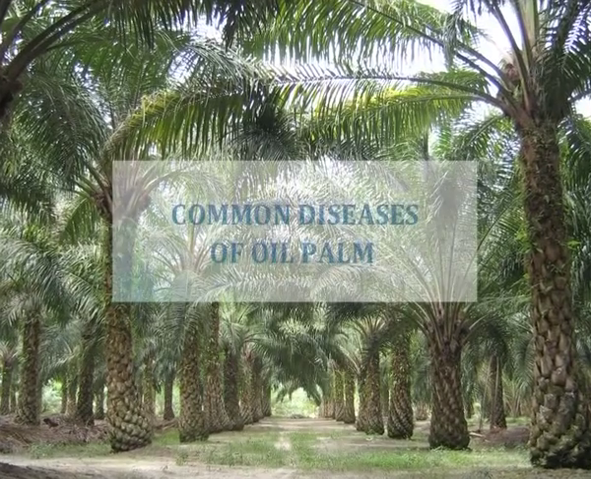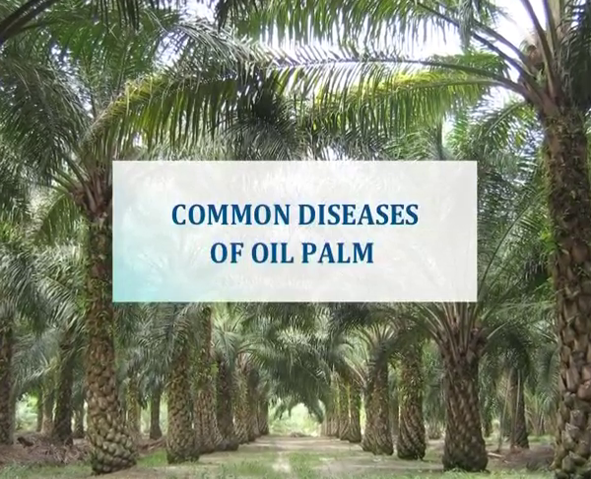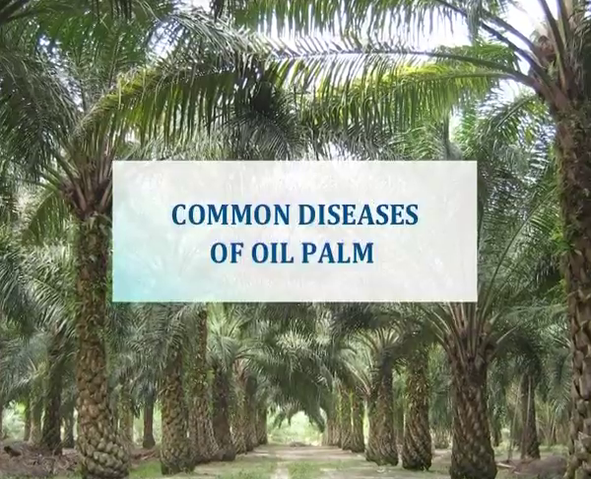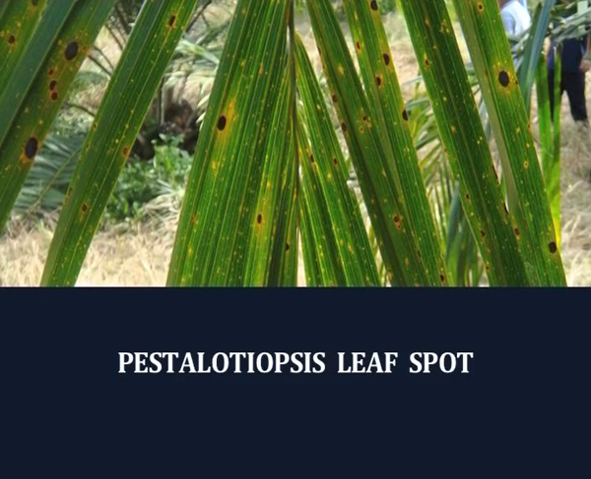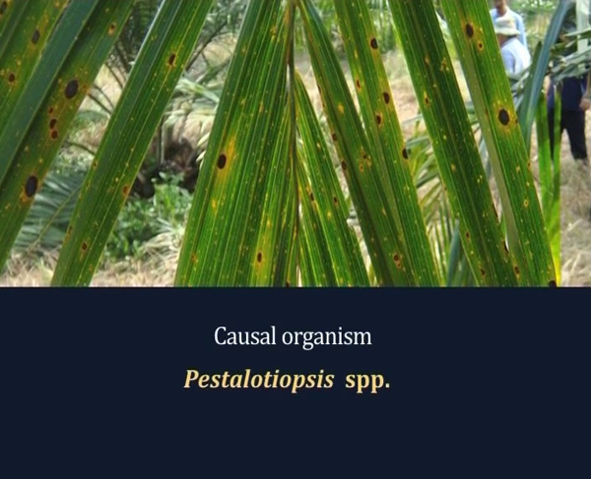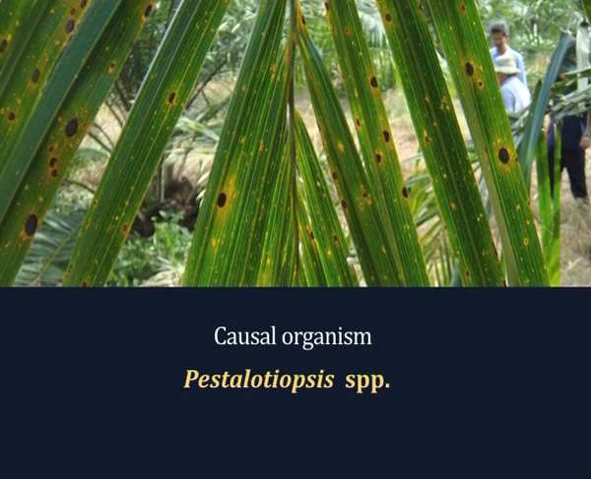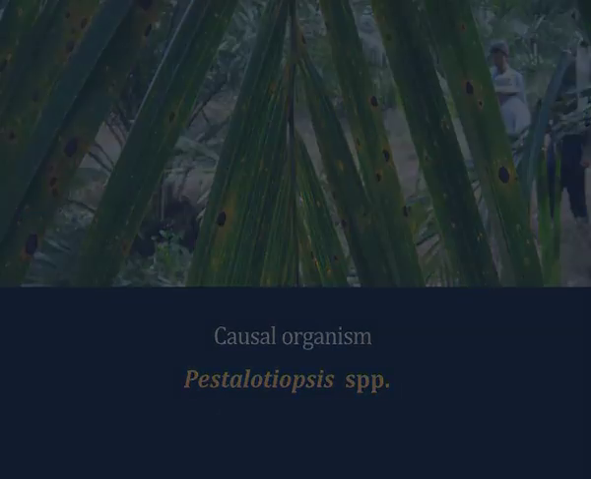Next are the most common diseases of oil palm. And here the most important disease is Pestalozziopsis leaf spot, and the causal organism is Pestalozziopsis species. Now let's see the symptoms of the disease.